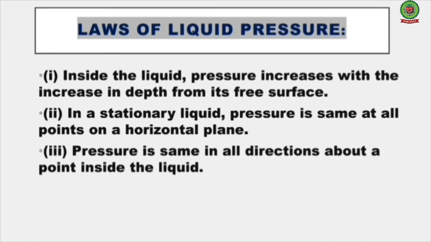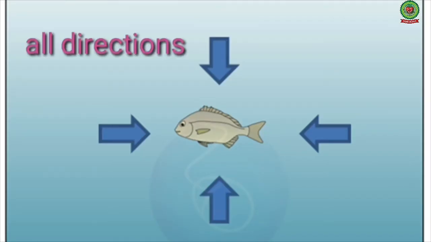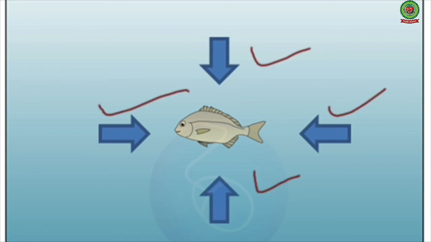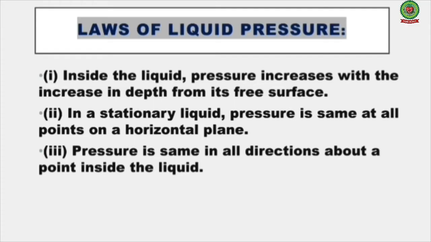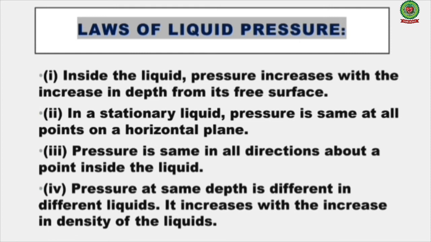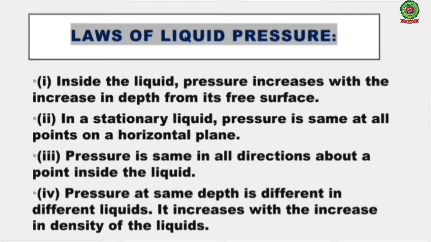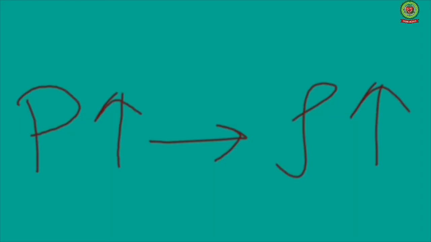Next law is: pressure is the same in all directions about a point inside the liquid. Pressure is exerted in all directions: top, bottom, left and right. Next law is: pressure at the same depth is different in different liquids. It increases with the increase in density of the liquids. Students, pressure increases with the increase in density of the liquid.